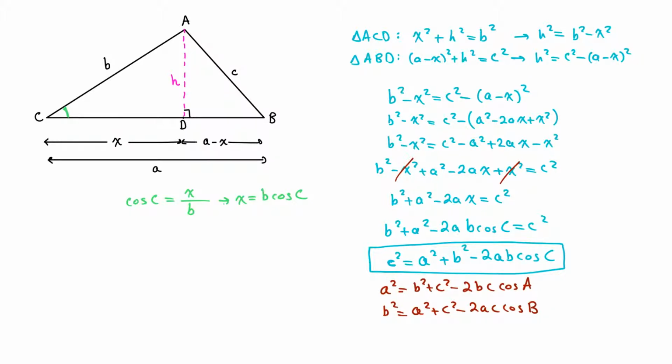If you pay attention, you will notice something. If we had an angle of 90 degrees, so if our triangle was just a right angle triangle, then cosine of 90 is actually 0. So this whole term cancels out, and we get a squared is equal to b squared plus c squared, which is pretty much the Pythagorean theorem.